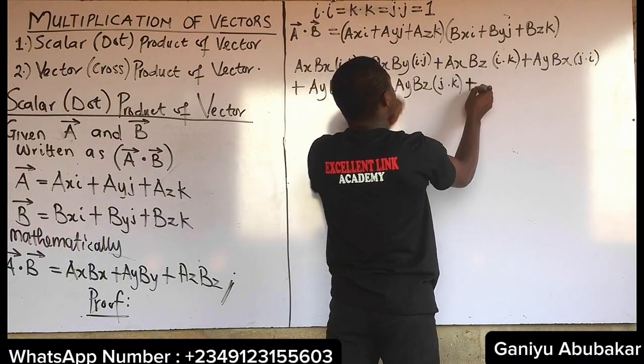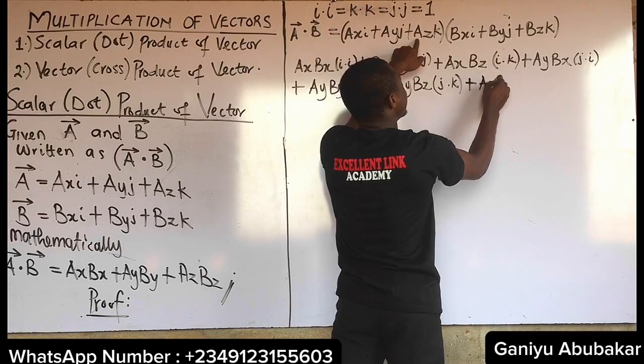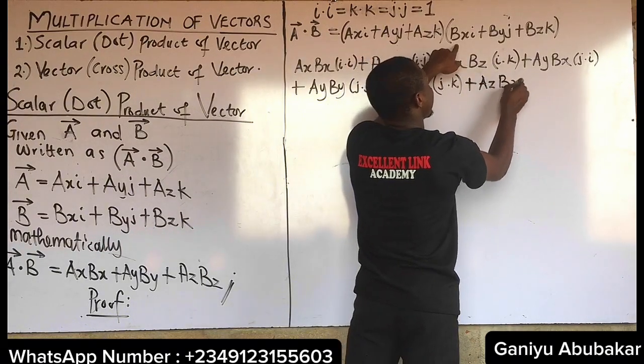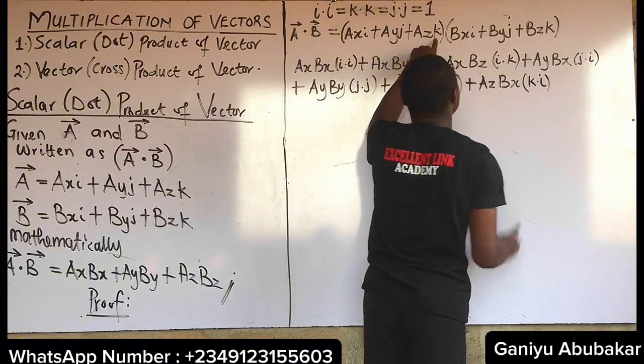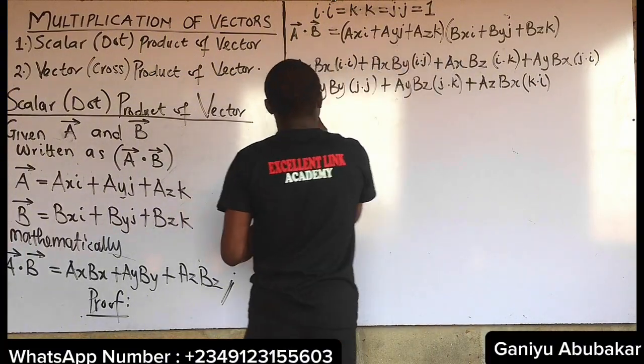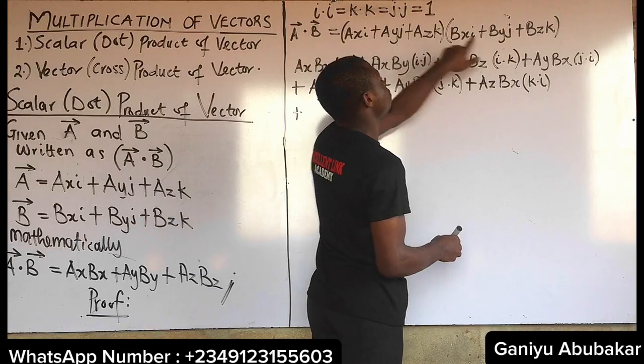So I'm having plus AZ BX into K and I. I'll have K dot I. Next up, plus, I'll have a plus sign here. I'm done using this one to multiply this. Use this to multiply this one.